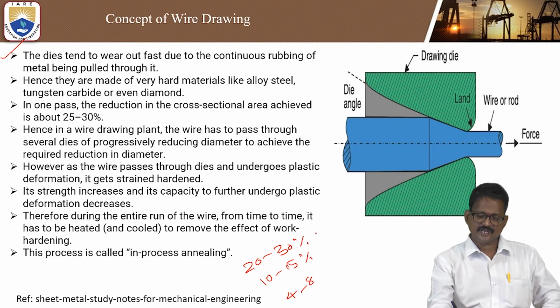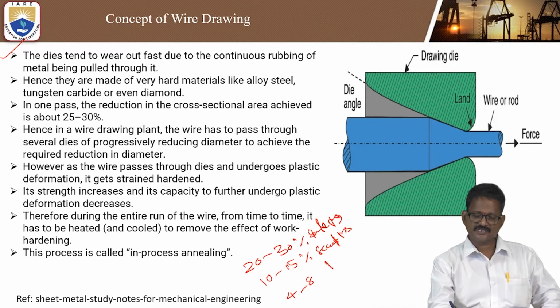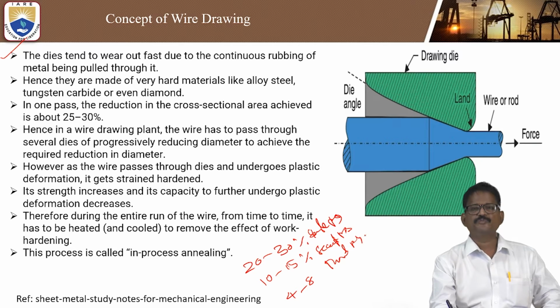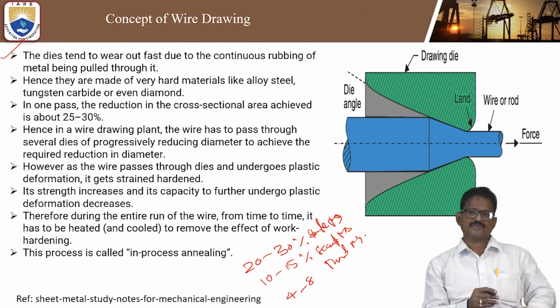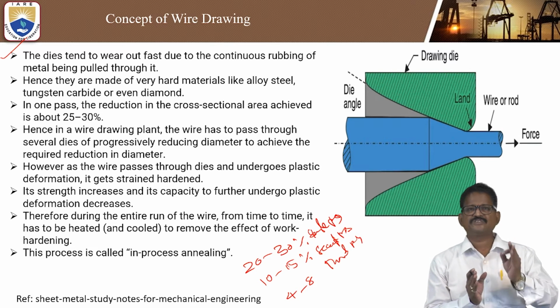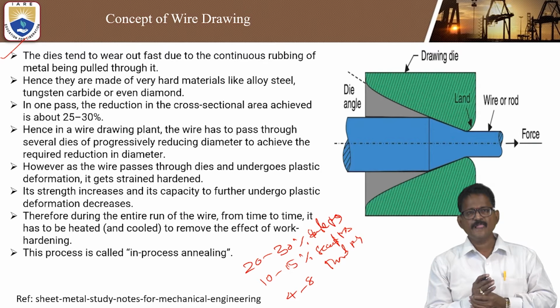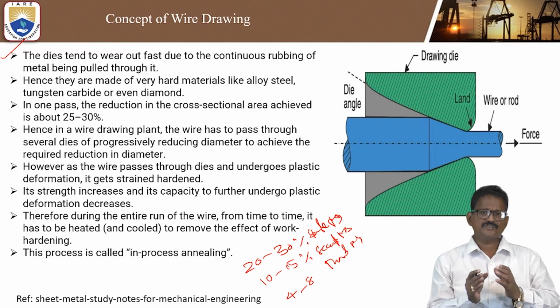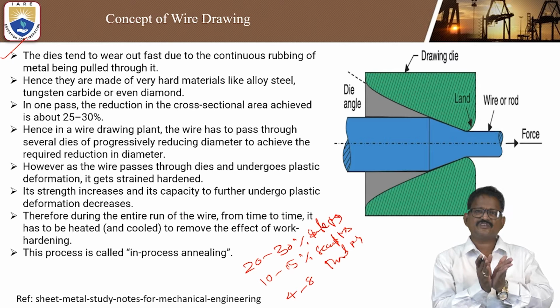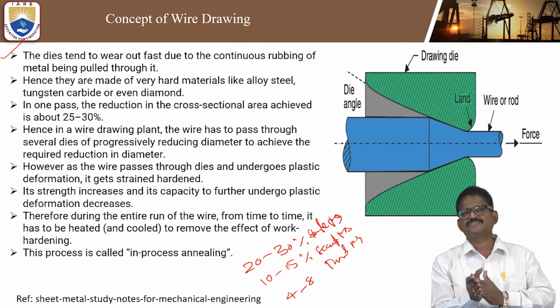This is called single pass. In the second pass, how much amount of material can be reduced, and in the third pass, how much amount of material can be reduced. So this is one interesting concept of wire drawing. And apart from that, however the wire passes through the dies, what will happen? The plastic deformation takes place.